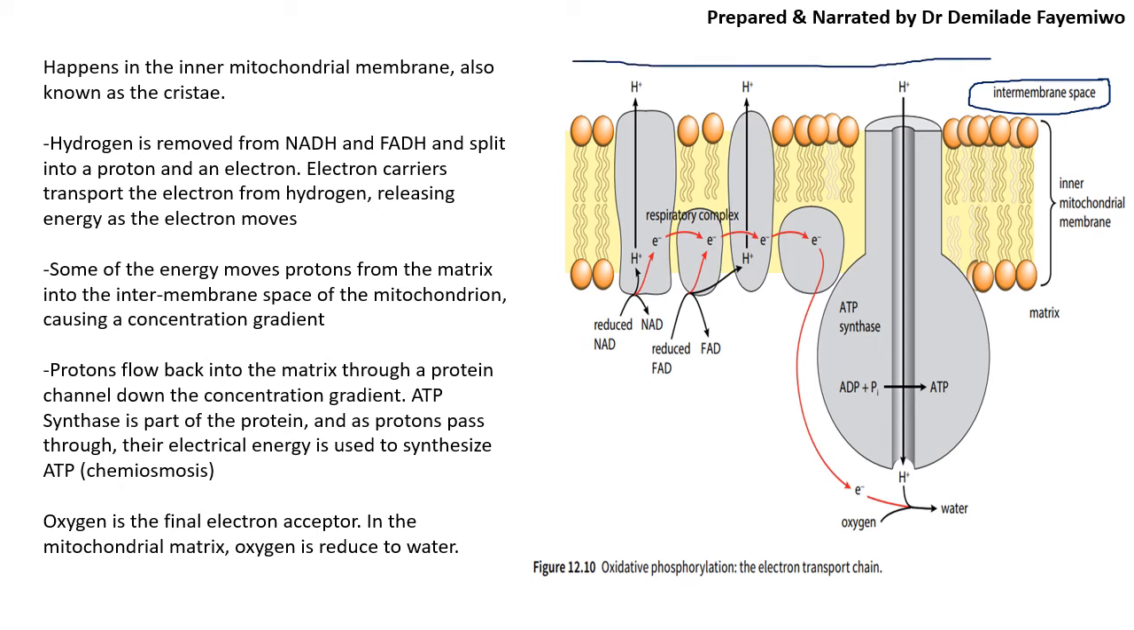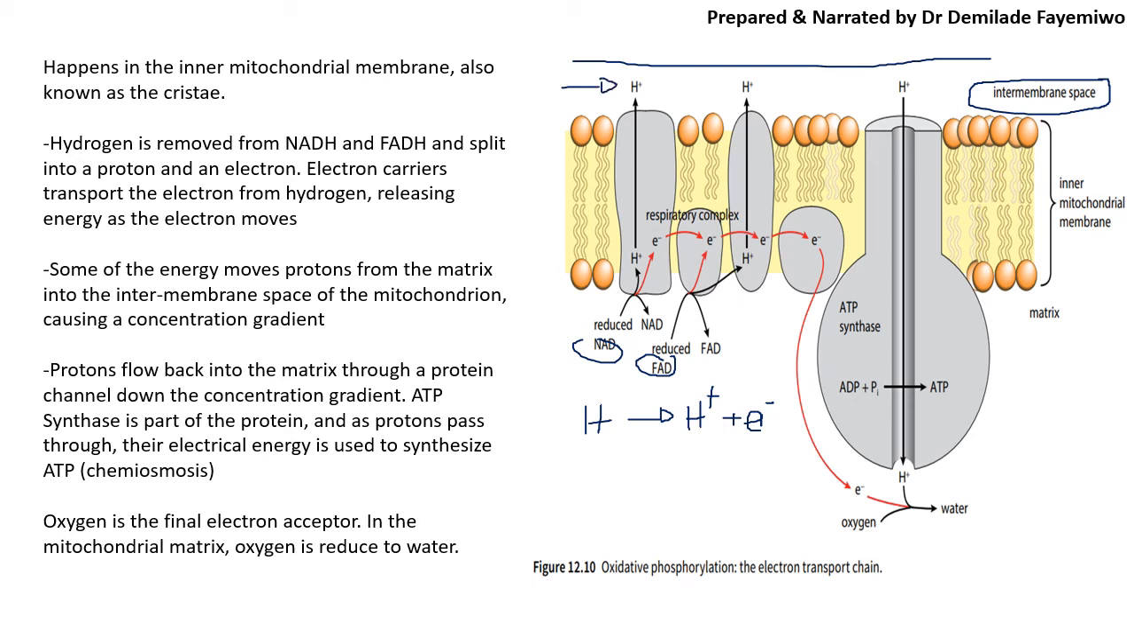Okay, so we remove hydrogen, and I've outlined the steps over here. We remove hydrogen from NADH and FADH over here. All right, and then we split that hydrogen into protons, which are positive ions, and electrons. Okay, the protons are transported out through proteins into the intermembrane space, as you can see over here.